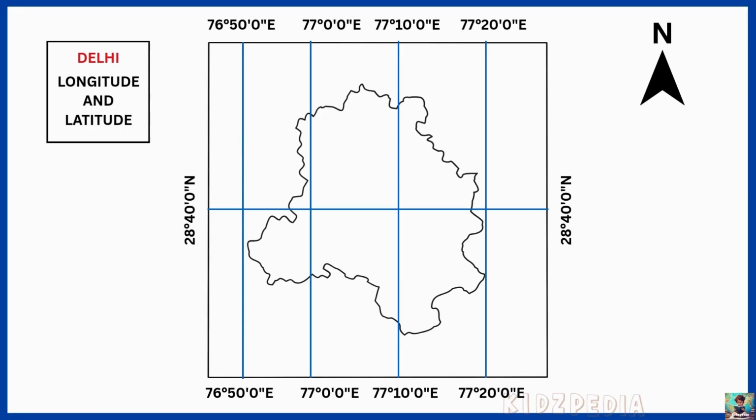So what are the coordinates here? 29 degrees north and 77 degrees east. What does this mean? Delhi is about 29 degrees north of the equator and about 77 degrees east of the prime meridian. Remember, these numbers are rounded off to make it easier to understand. Now, you can also use latitude and longitude to find places anywhere in the world, isn't it?